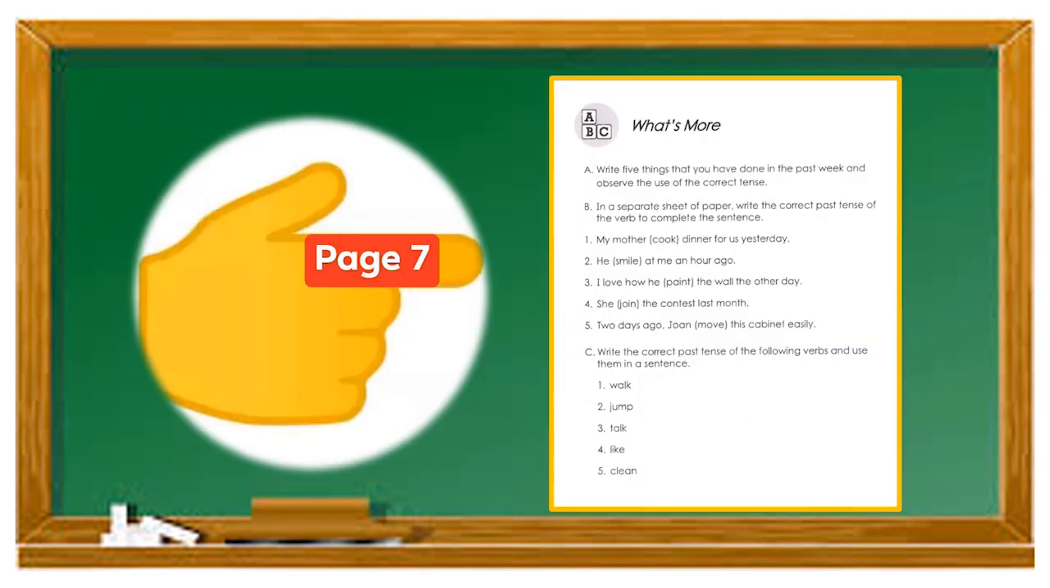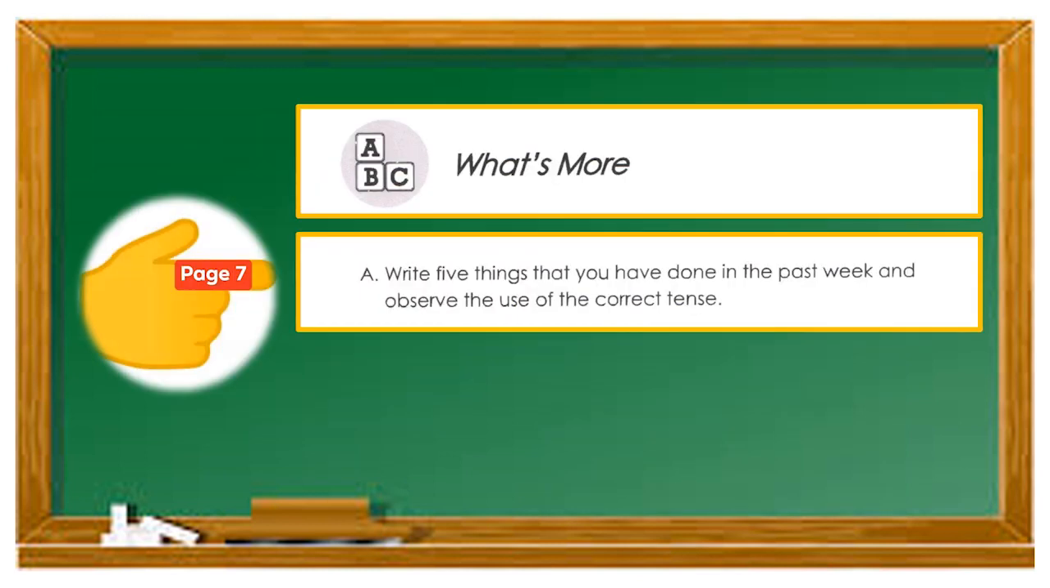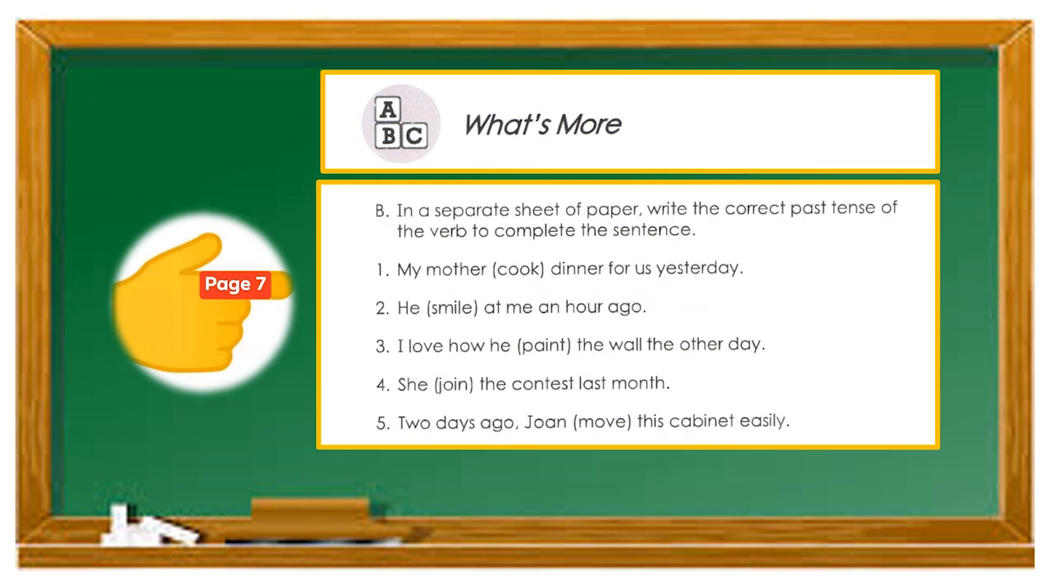During the commercial break, you will work on the 3 activities found in page 7. What's more, activity A. Write 5 things that you have done in the past week and observe the use of the correct tense. What's more, activity B. This is the instruction. In a separate sheet of paper, write the correct past tense of the verb to complete the sentence.